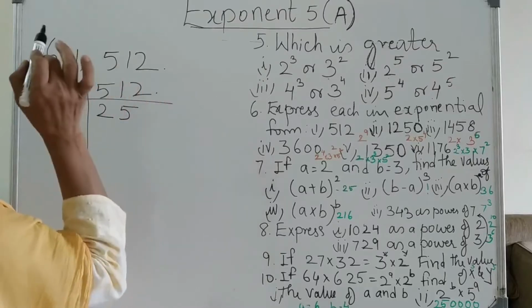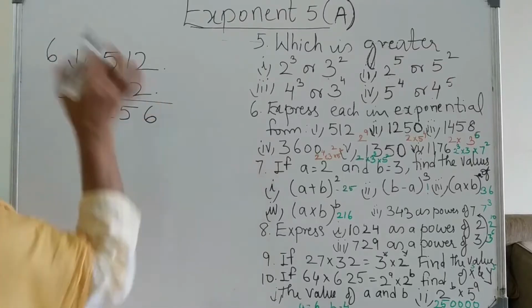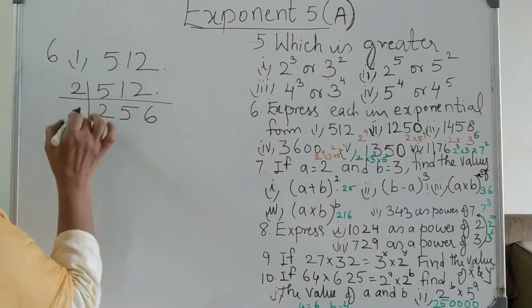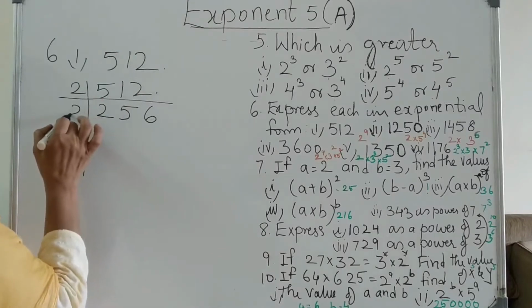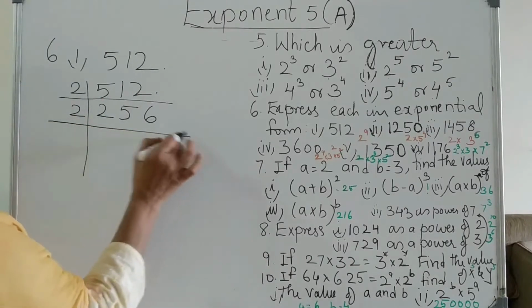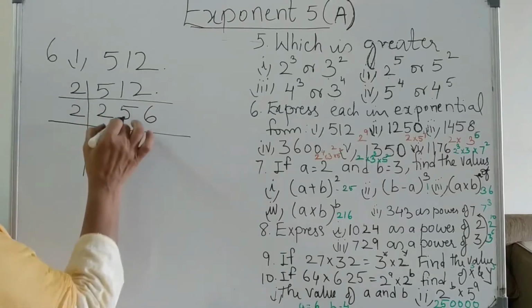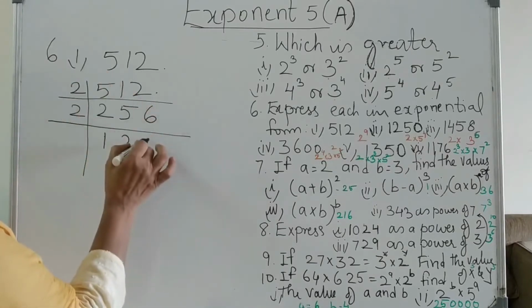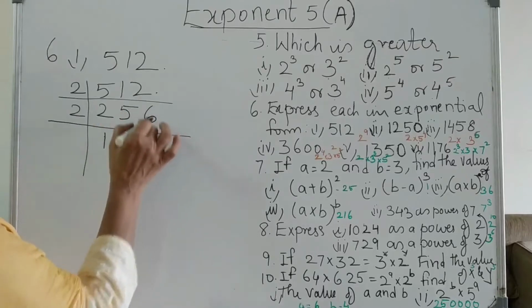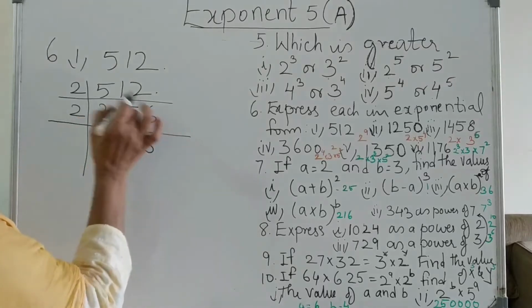So it becomes 12. 2 6s are 12. So here now you get 256. Again you divide by 2. 2 1s are 2. 2 2s are 4. 1 is remaining. 16. That is 8. 2 8s are 16.